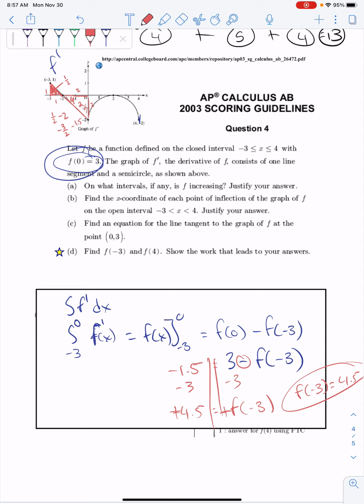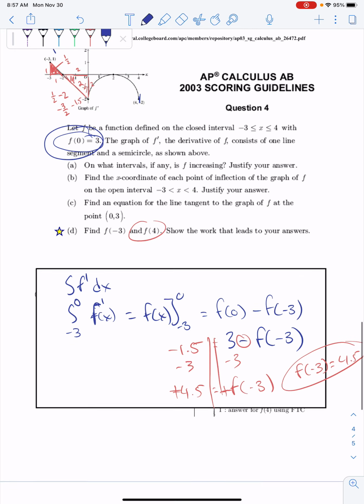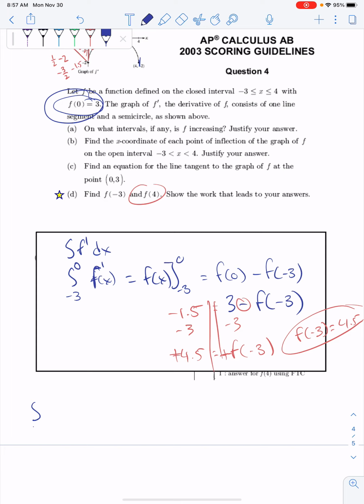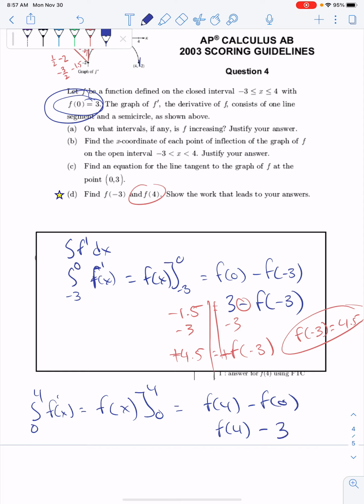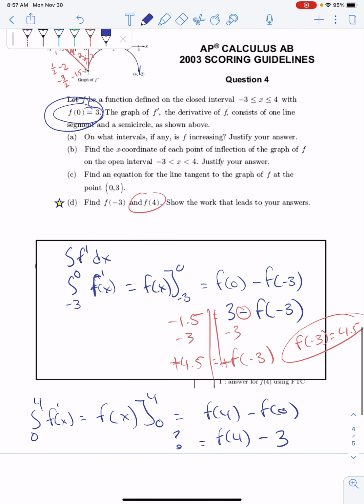Now that was a lot to follow. So let's do the same thing for f of 4. Okay, so f of 4, I know that the integral from 0 to 4 of f prime of x equals f of x evaluated from 0 to 4, which equals f of 4 minus f of 0. And again, I know f of 0. f of 4 minus f of 0 is 3. But I don't know this side of the equal sign. I do, right? I can use the area because this is the integral.